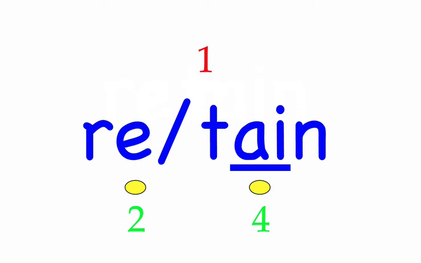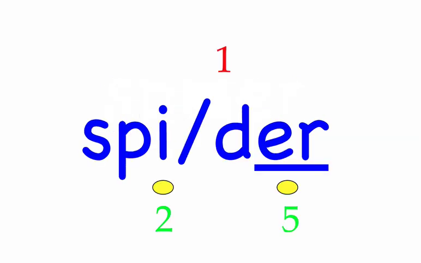Row 8. Spider. There is a spider on the tree. Spider. Spy has three sounds: S, P, I. Der has two sounds: D, R. Spider. Mark the word. Spider.